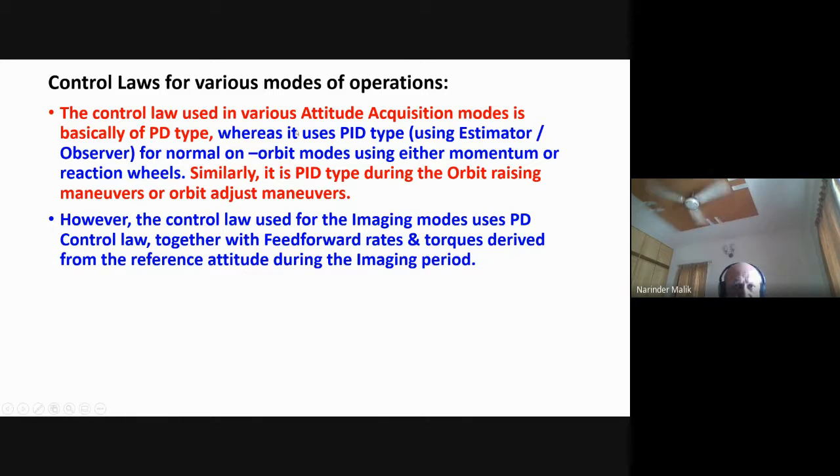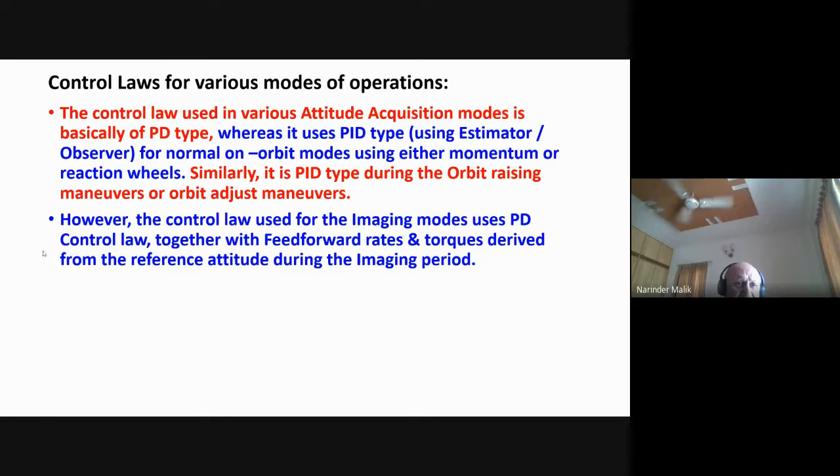But when it comes to on-orbit imaging modes or on-orbit modes of operation, we prefer to use a PID controller. And with the PID controller, many times we implement an estimator cum observer. Using only the Earth sensor information, we estimate the disturbance torque, the attitude errors and the attitude rates, and feed them back in the control loop. So conceptually they are the same as a PID type of controller.